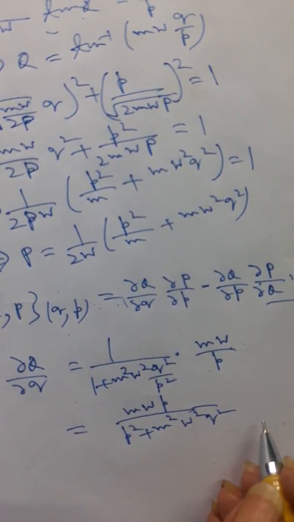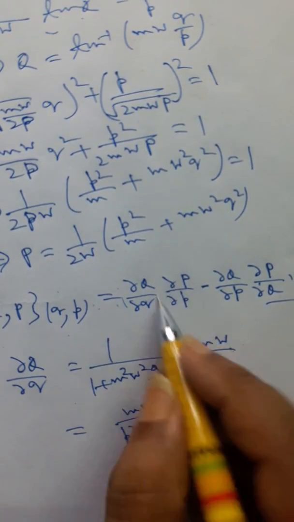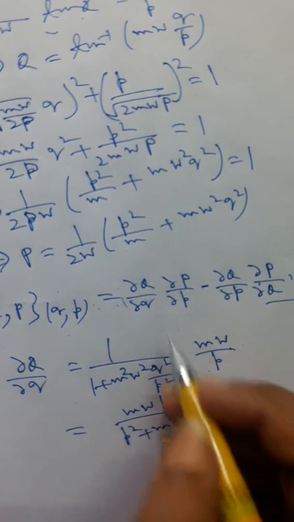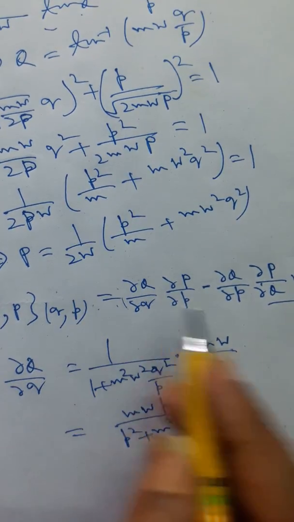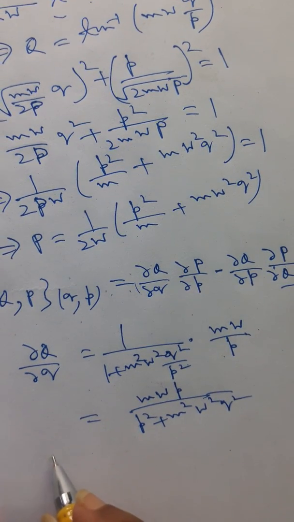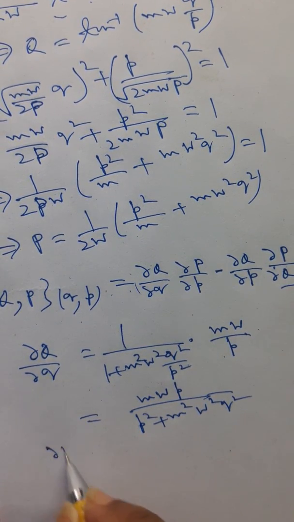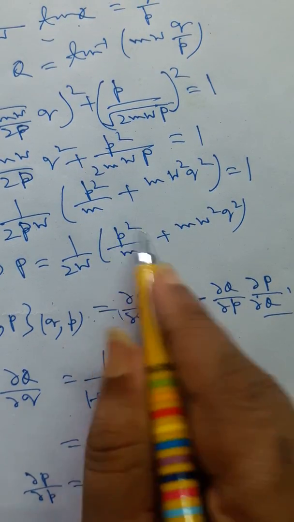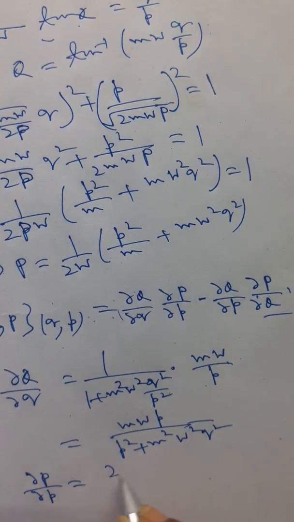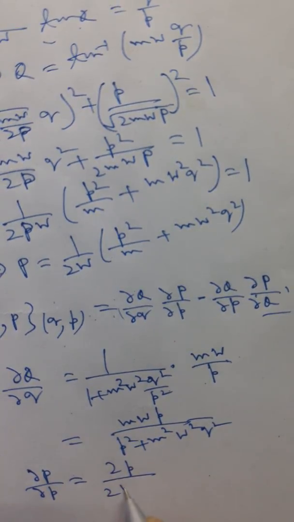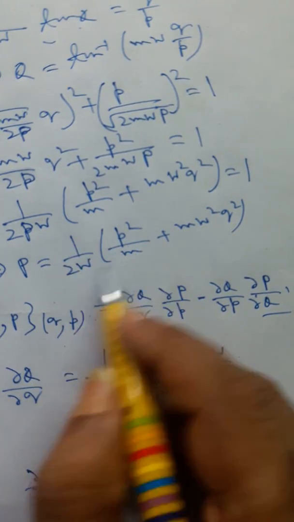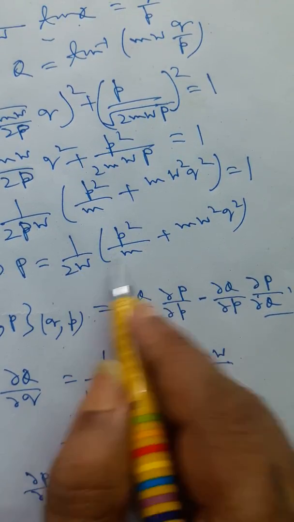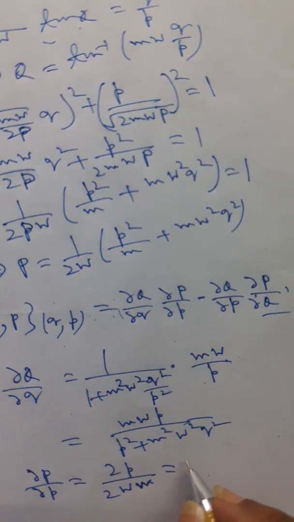Now we have to find del P, where P is this equation. So del P, that will be here for the first part, twice p by 2m omega, this part only. It is twice p by this, so 2 will be cancelled, so p by m omega.